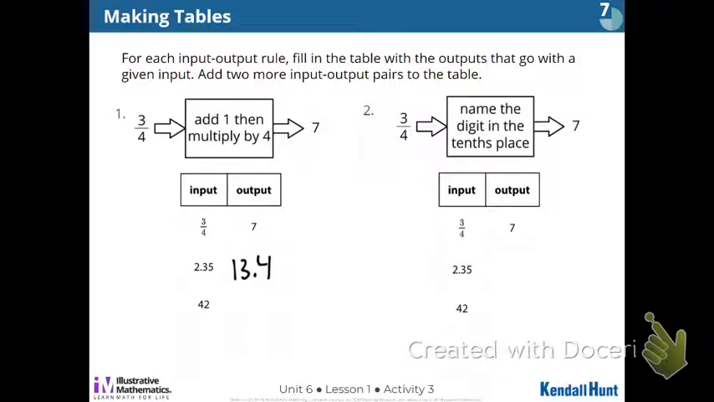42 plus 1 is 43. Times 4 is 160 plus 12 for 172. Okay. Would someone like to share an integer they used in this function table for an input?